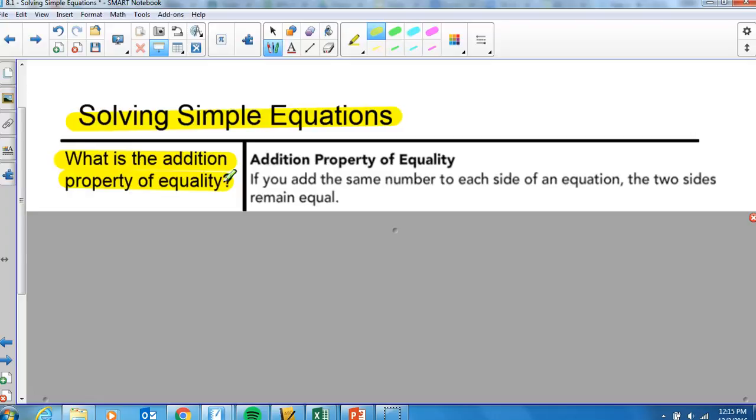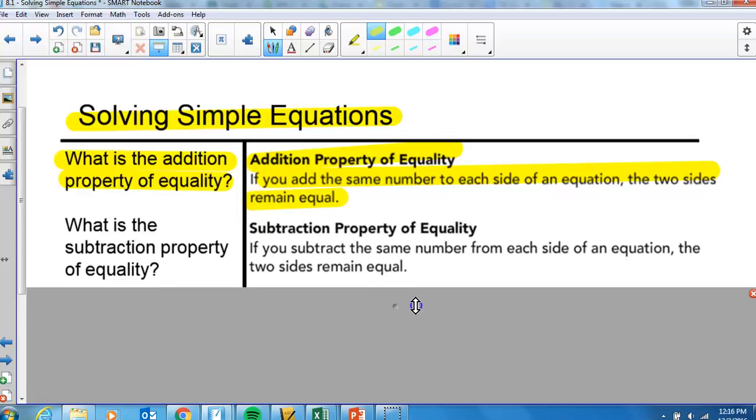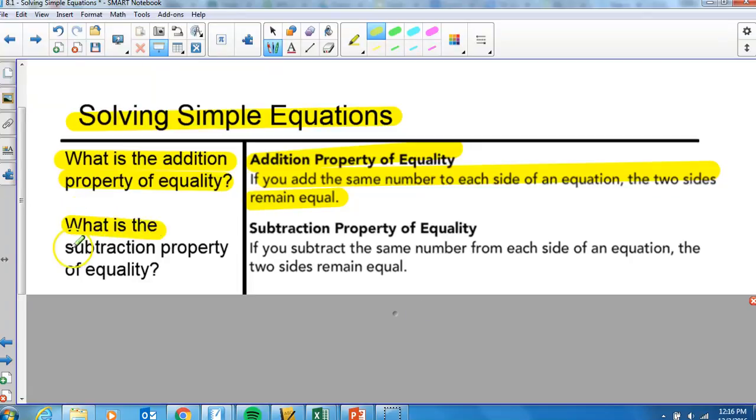So what is the addition property of equality? The addition property of equality states that if you add the same number to each side of an equation, the two sides remain equal. Now, if you'll copy these down, then we'll expand on it a little later. Second one, what is the subtraction property of equality? So again, if you'll copy this down. The subtraction property of equality says if you subtract the same number from each side of the equation, the two sides remain equal.